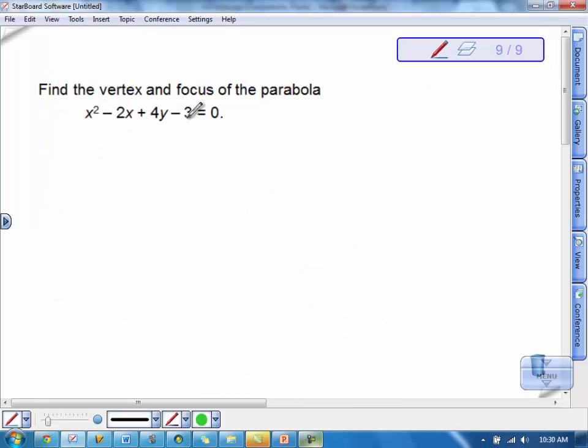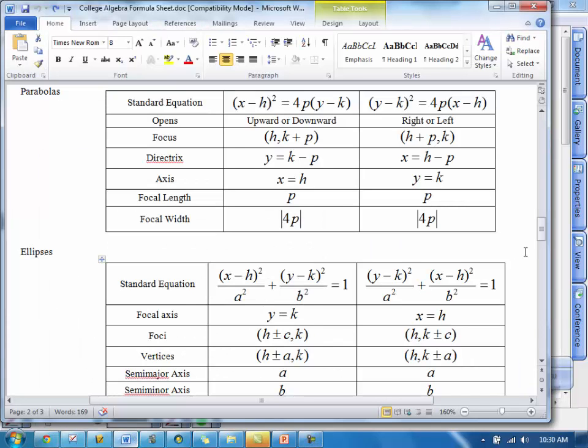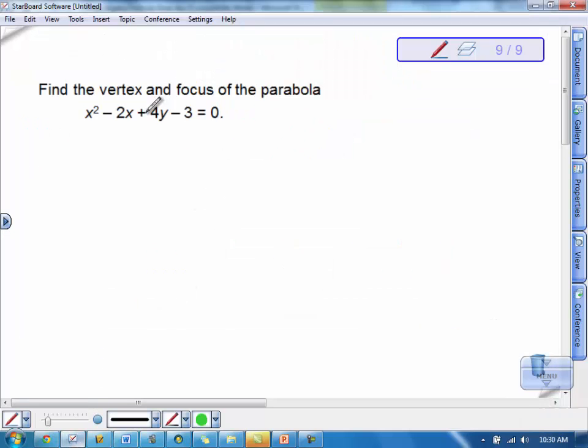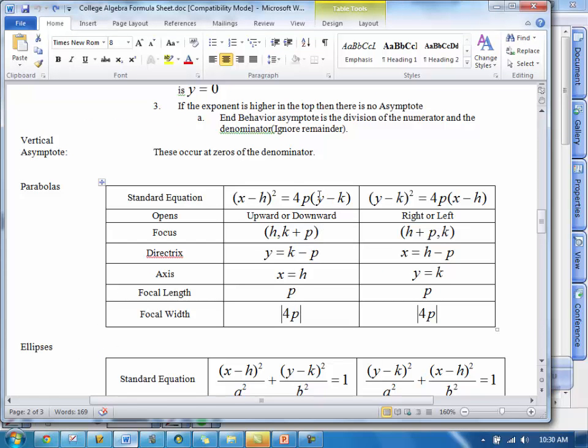This is written not in a form that we recognize. Everything's on one side of the equation and it's equal to 0. We want to find the vertex and focus of the parabola. So let's use our formula sheet for a parabola. Now you'll notice on this one that x is squared and y has an exponent of 1. So we're looking at a parabola that opens upward or downward.